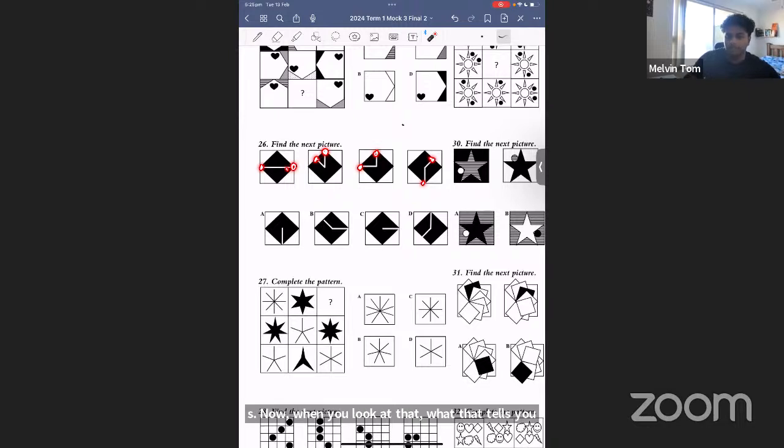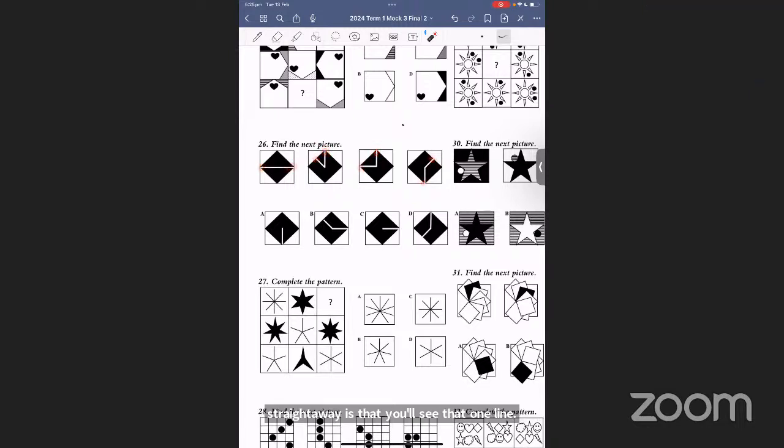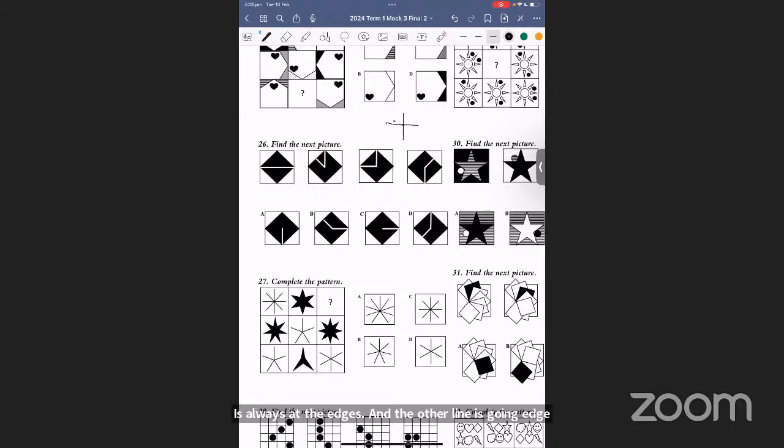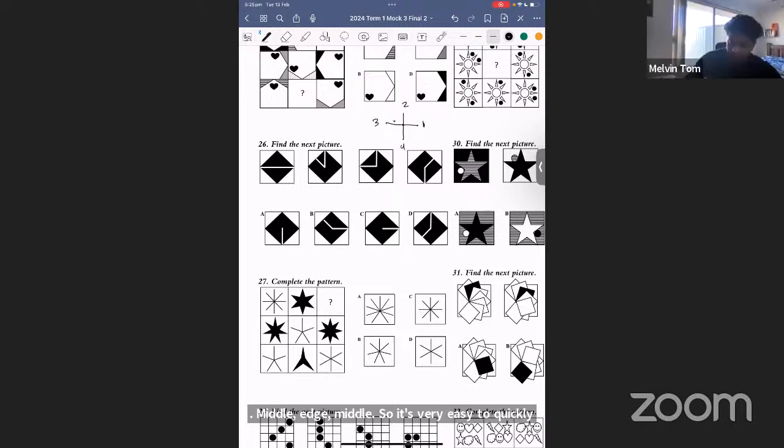Do you guys understand? Yeah. So if I were to draw the map for the first one, it starts off here, then it goes here, then it goes here, and then it goes here. What map is this, boys and girls?